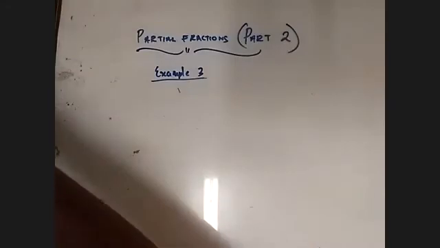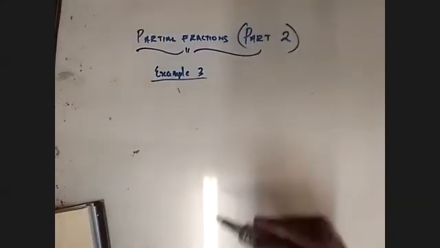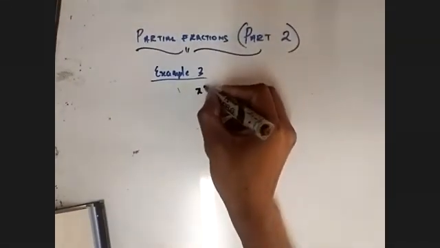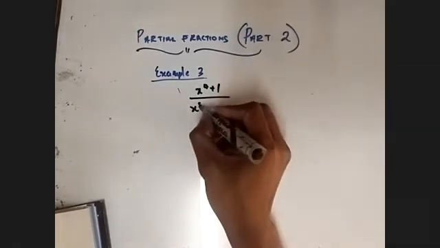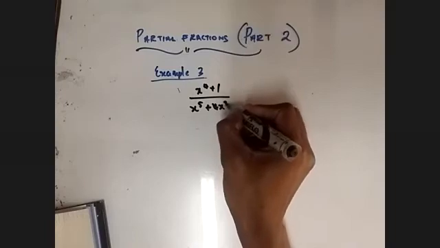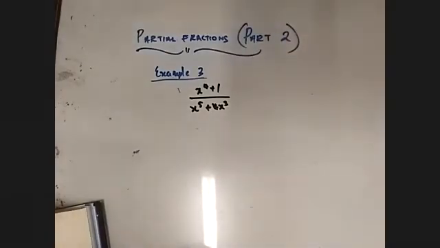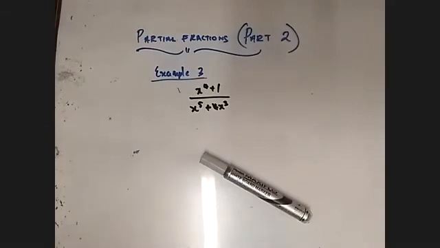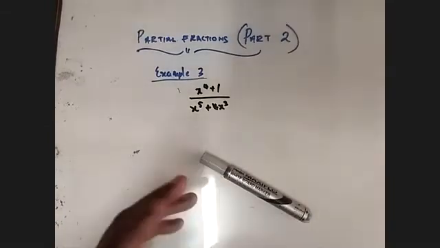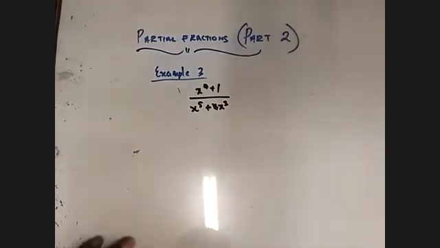So number 5 says that we need to find the partial fraction decomposition of x to the 4th plus 1 all over x to the 5th plus 4x cubed. So in this case, I'm trying to build your confidence for us to see whether this thing works or not.